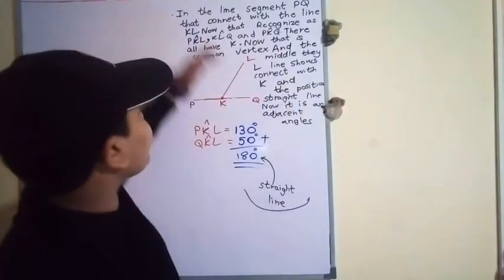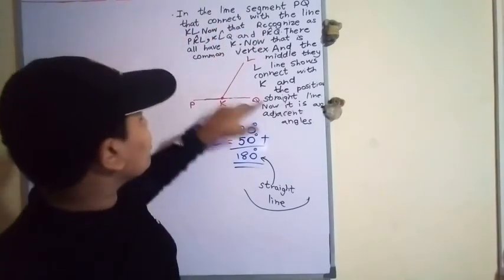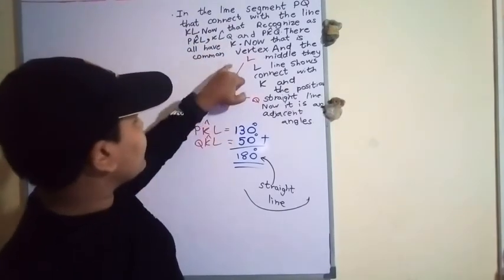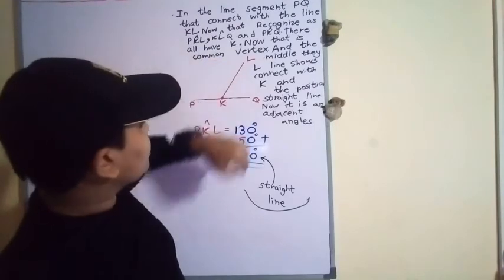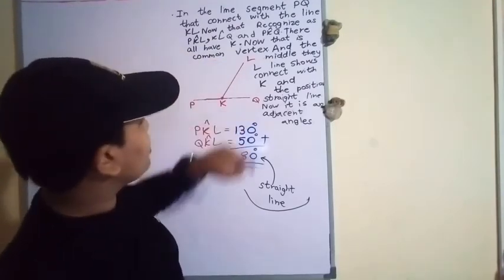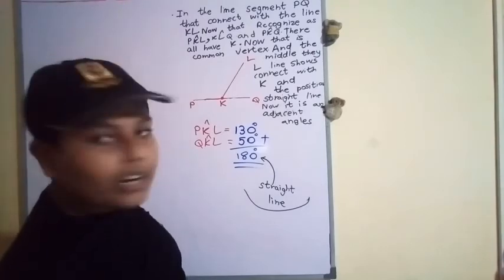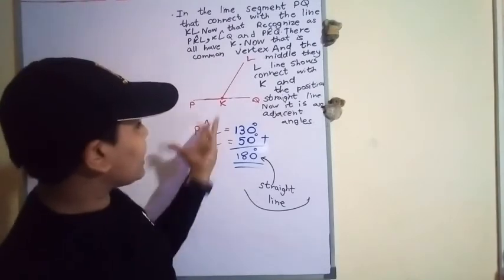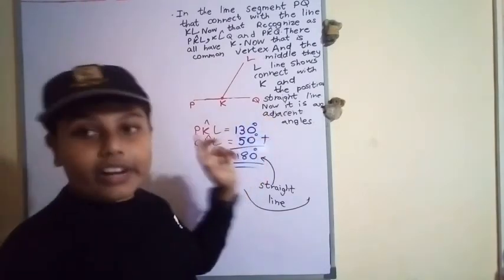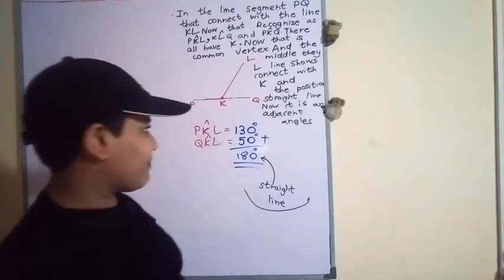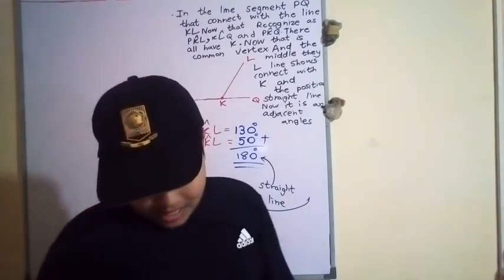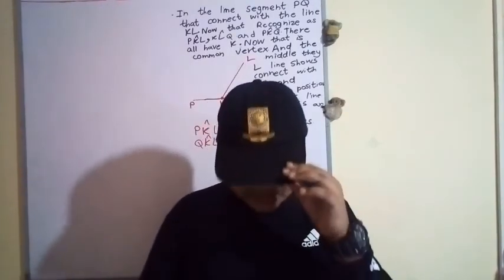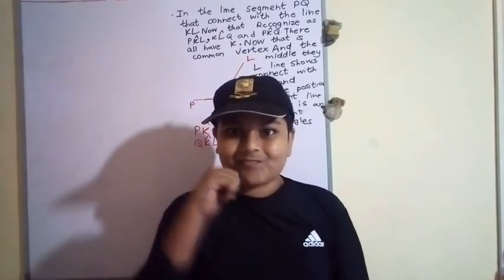What is the conclusion again? In the line segment PQ that connects with the line KL, that recognizes PKL, KLQ and PKQ. They all have the common vertex K, and the middle line KL connects with K and the position is a straight line. Now it is adjacent angles. The sum of the angles around a point on a straight line located on one side of the straight line is 180 degrees. Correct.